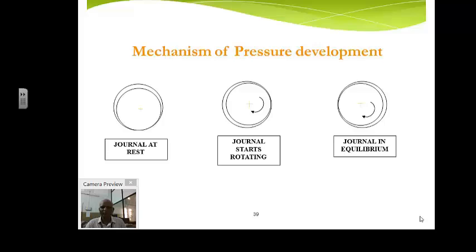When a load is applied, the journal will be able to carry the load because of the squeeze effect as well as a relative motion between the two surfaces and the resulting hydrodynamic action.